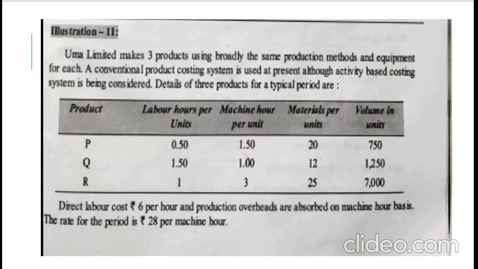The next problem we are going to discuss is Illustration 11. Uma Limited makes three products using broadly the same production method and equipment for each. A conventional product costing system is used at present, although an activity-based costing system is being considered.